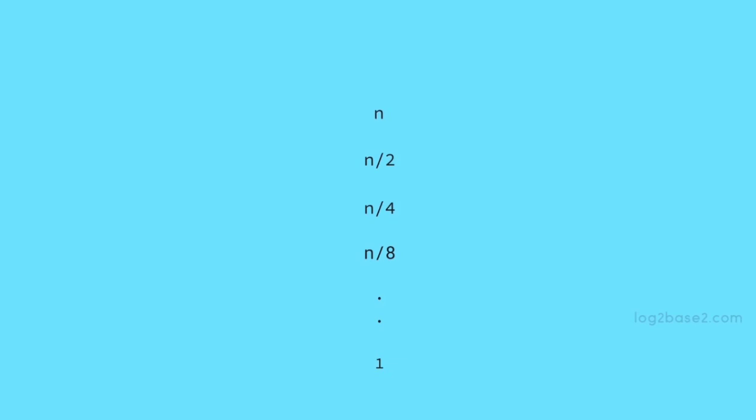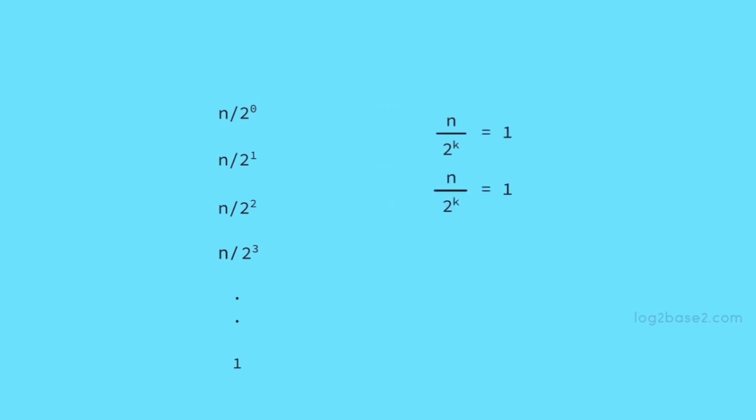That is, n by 2 raised to 0, n by 2 raised to 1, n by 2 raised to 2, n by 2 raised to 3 up to 1. That is, in general, n by 2 raised to k equal to 1. So n equal to 2 raised to k. Now let us take log on both sides and we will get log of 2 raised to k to base 2 equal to log n to base 2.